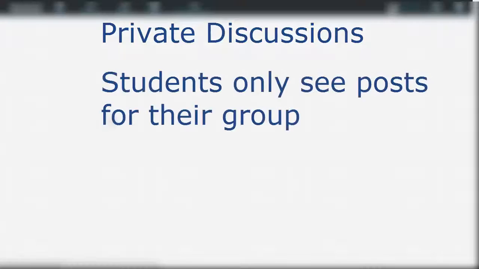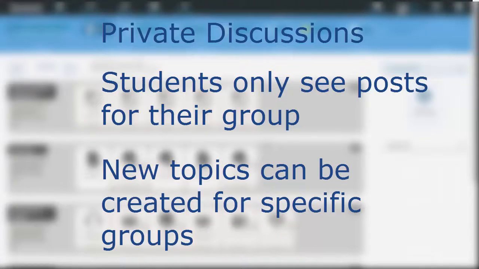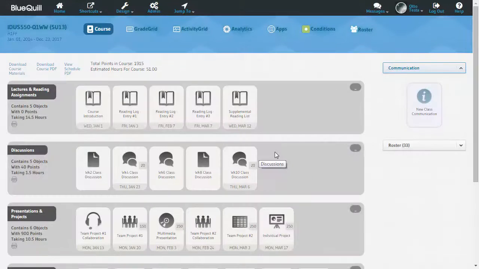Instructors now have the ability to mark discussions as private, which means that students can only see posts from the group that they are in. Instructors can also add new topics just for certain groups in a discussion that is marked private. Let's take a look at how this works.